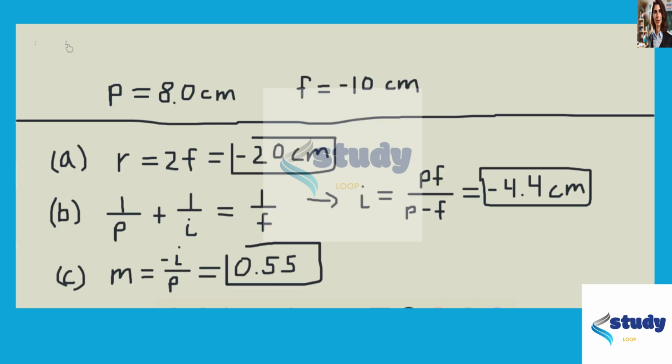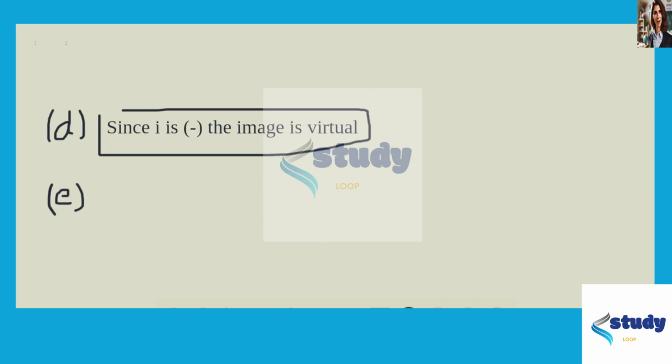Part E wants to know if the image that is formed is upright or inverted. To look at that, we just have to look at the sign of the magnification. The magnification is positive, so the image is upright. So we can say since m is positive, the image is upright.